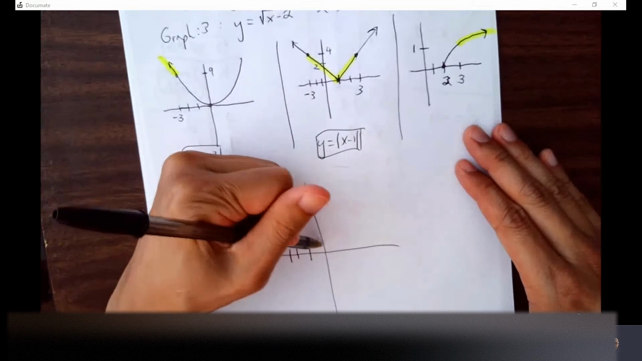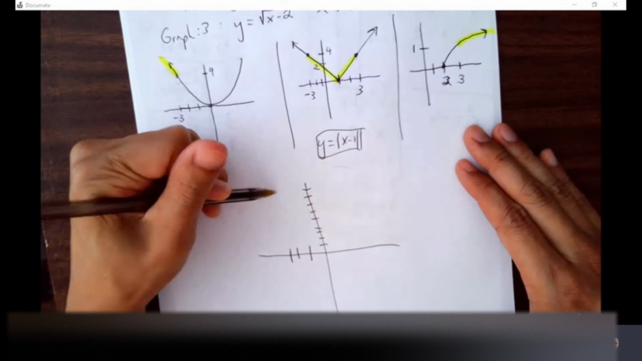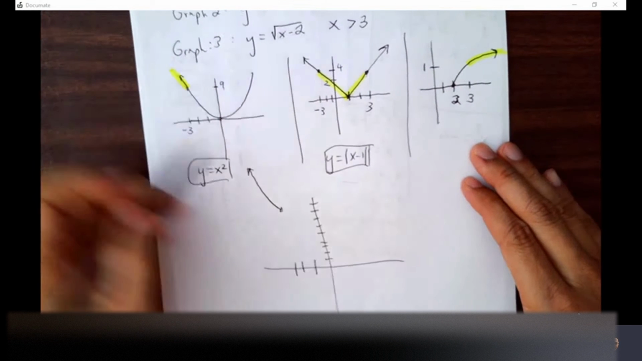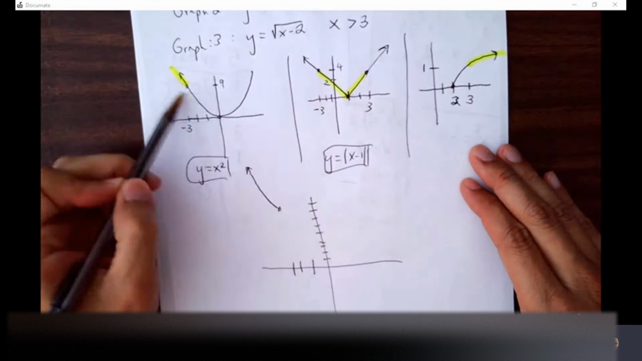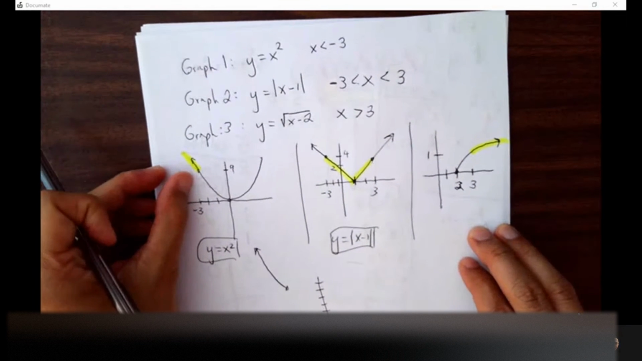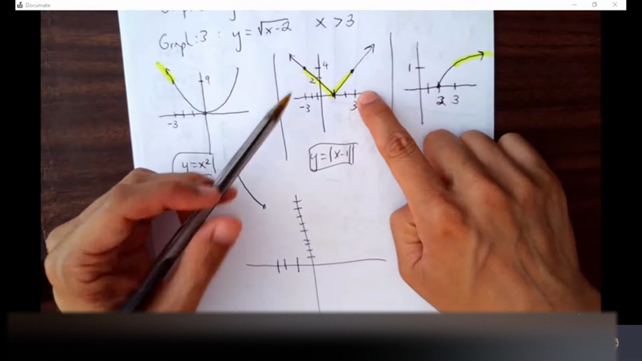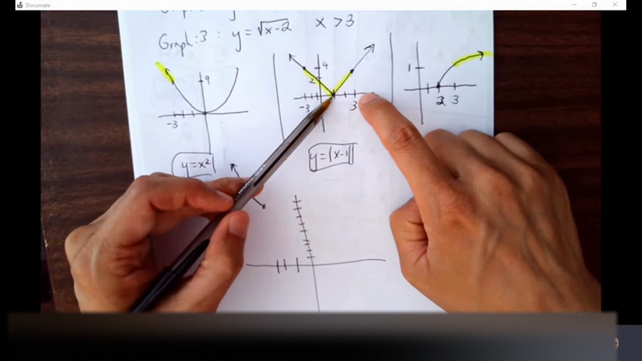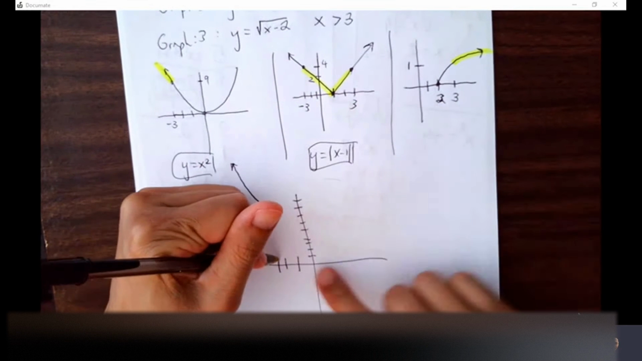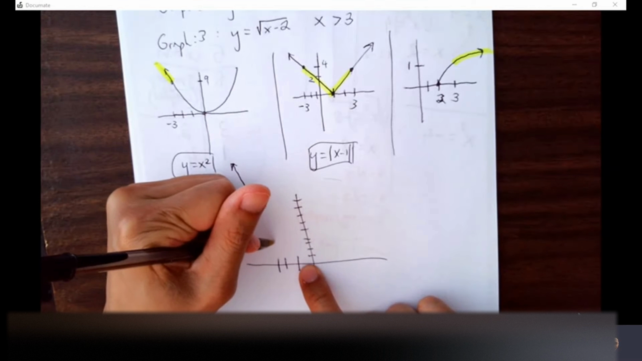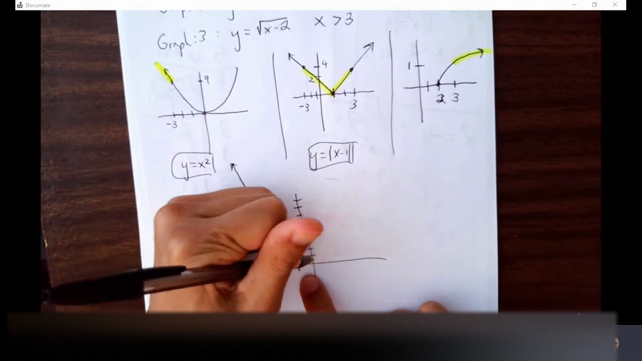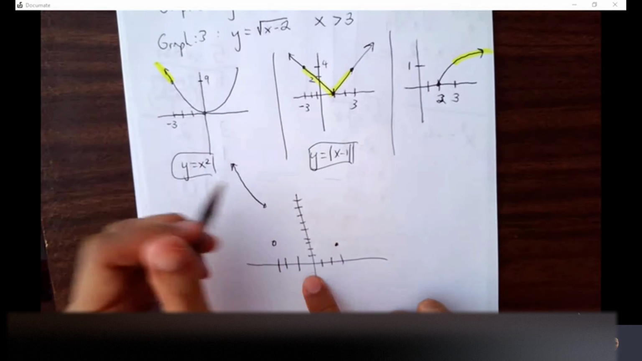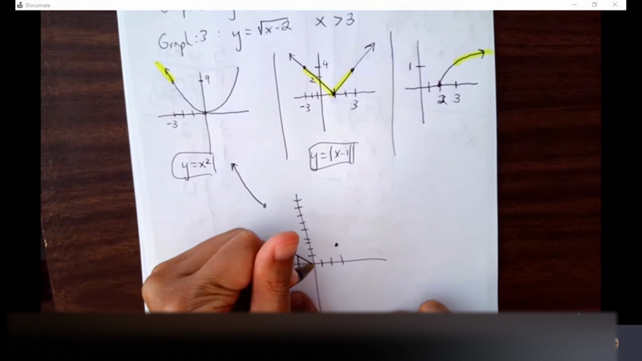So to the left of -3, 1, 2, 3, 4, 5, 6, 7, 8, 9. This is where my starting point is, and it's going to go like this because I'm eliminating the rest of the graph that is not part of the domain. And then this is going from -3, 4 to 3, 2. Again, not drawn to scale.